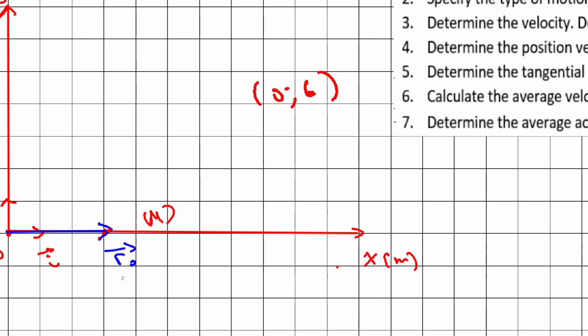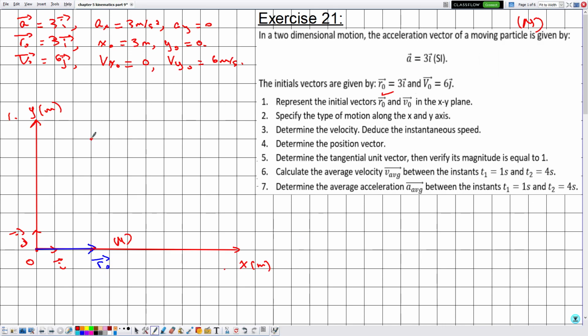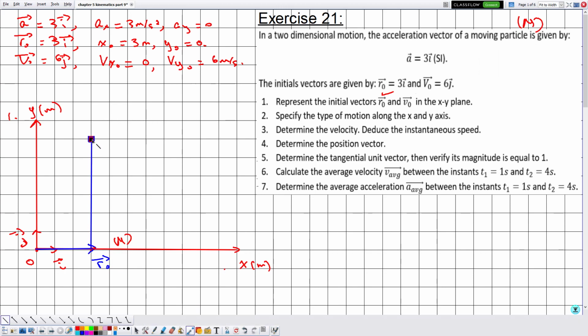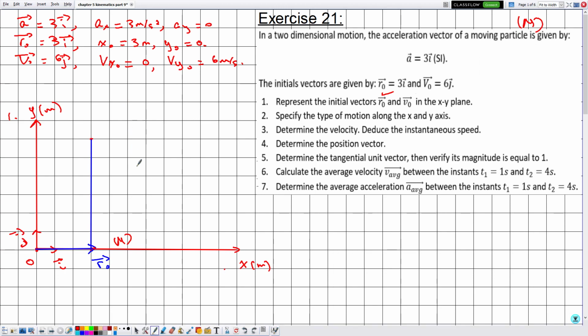So counting 0 from this point, we are still here. Now counting 6 upward representing y, we have 1, 2, 3, 4, 5, 6. So this is the head of the vector. Now if we join these 2 points, then this is the initial vector v0. Let me not label the point, because it will be confusing. Okay, so this is it for number 1.